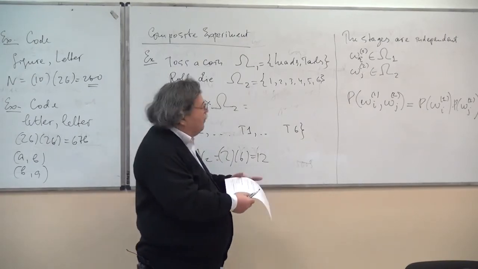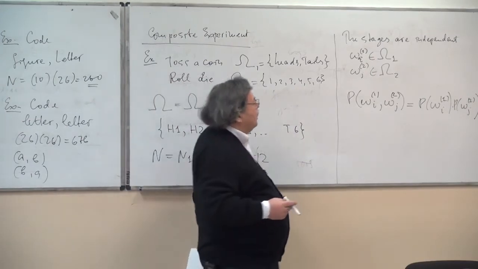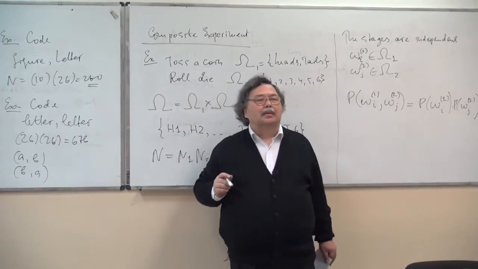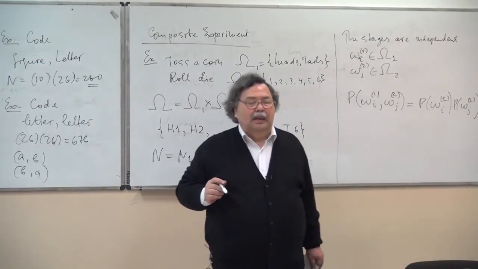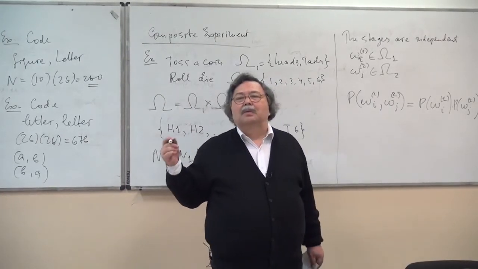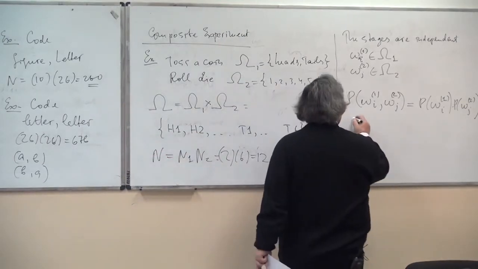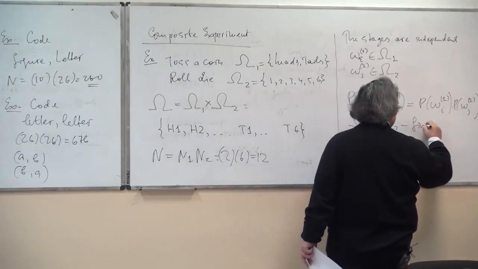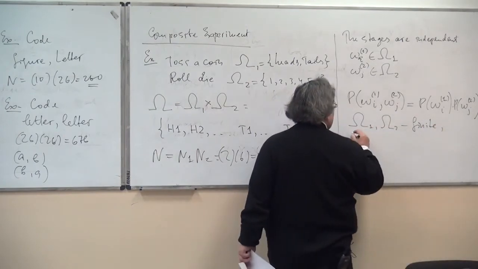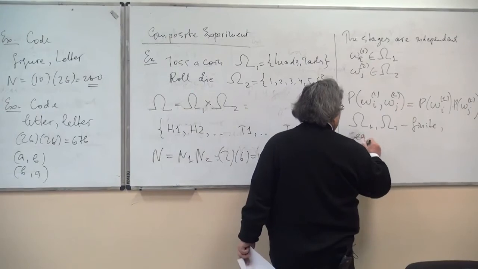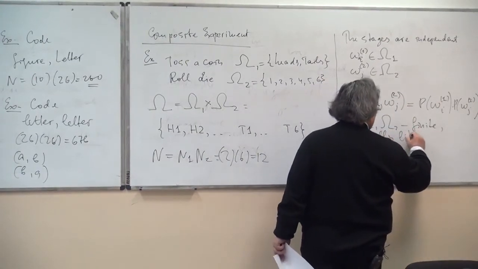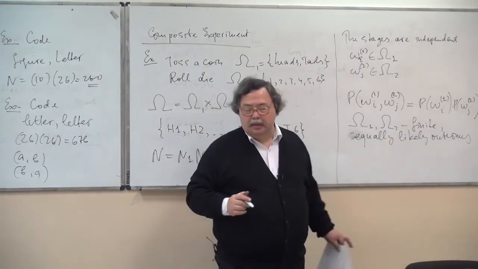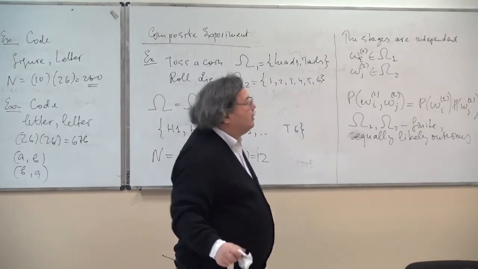All right, and then as an additional assumption, let's assume that each sample space of the composite experiment is a finite sample space consisting of equally likely outcomes. So omega 1 and omega 2 are finite and consist of equally likely outcomes. Again, this is a very strong assumption. It's not at all always this way.